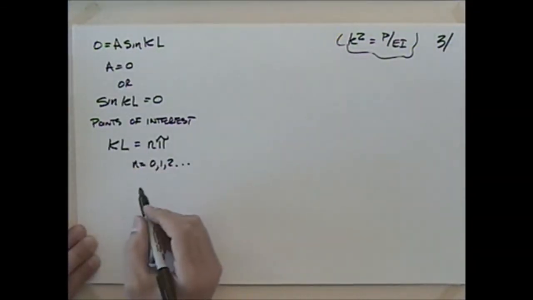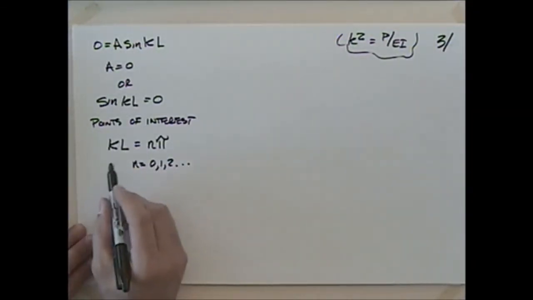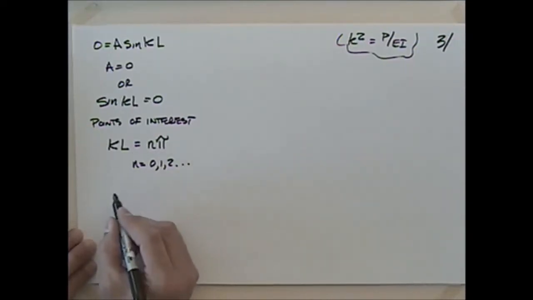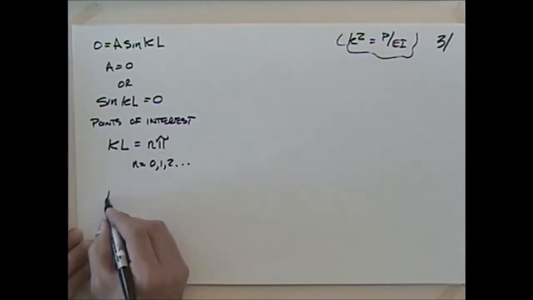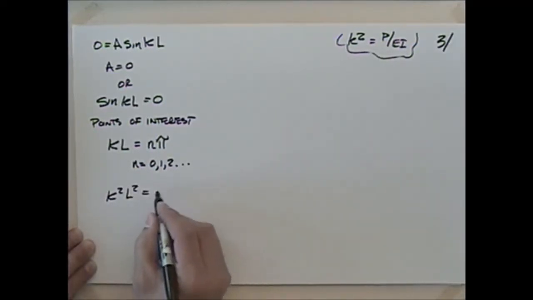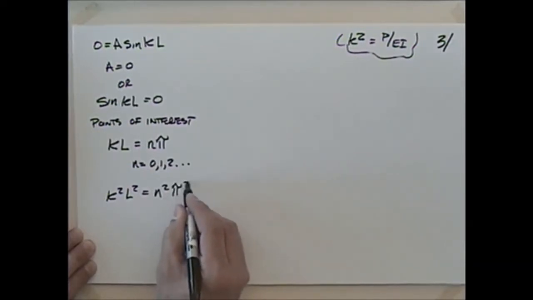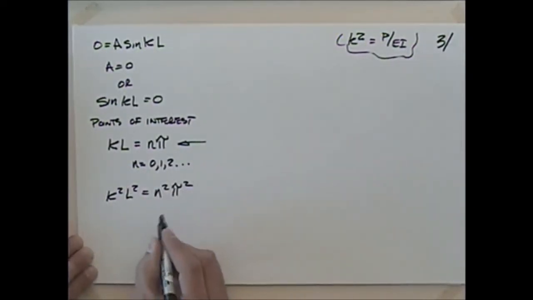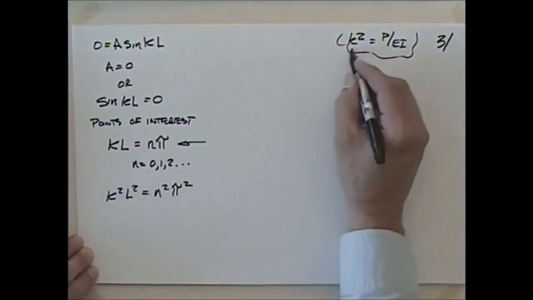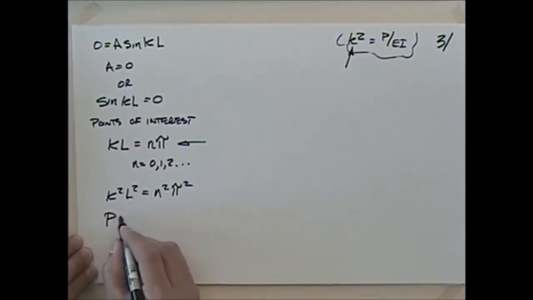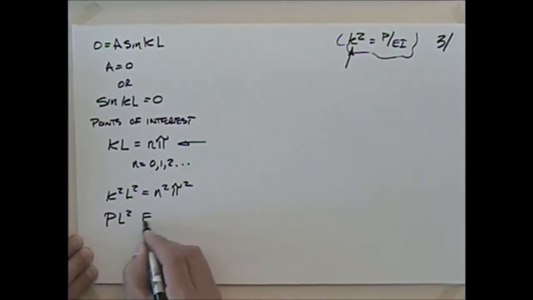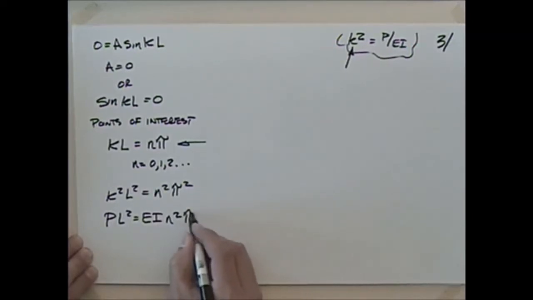I now have the solution to that differential equation, which is this. So I could say KL is equal to n pi. If I look at K squared L squared, that would be equal to what? N squared times pi squared, squaring everything on this equation here. And then what does K squared equal? We have K squared up there, don't we? So that's P times L squared over EI. I just multiplied both sides by EI when I substituted that in, times N squared times pi squared, right?